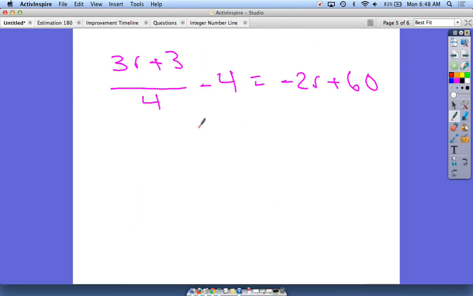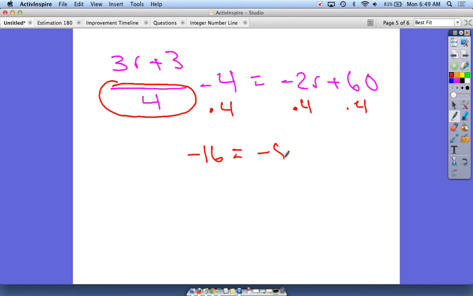One more of these tougher problems before we go to the 2 examples that I'm going to have you try on your own. Identify what we're dividing by. It looks like 4. So I'm going to need to multiply everything by 4. Times 4, times 4, times 4. So that would be minus 16 equals, that's a multiplication symbol, negative 2r times 4 is negative 8r. 60 times 4, 6 times 4 is 24, so that's going to be 240.